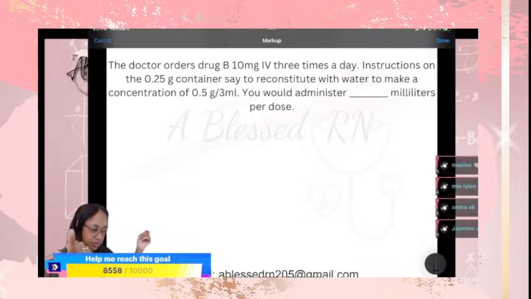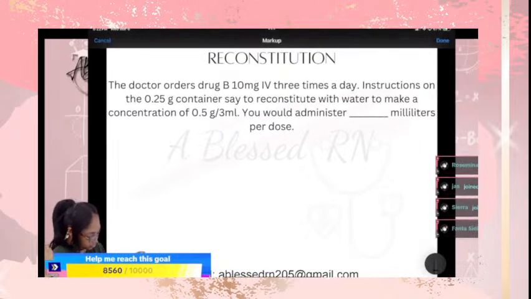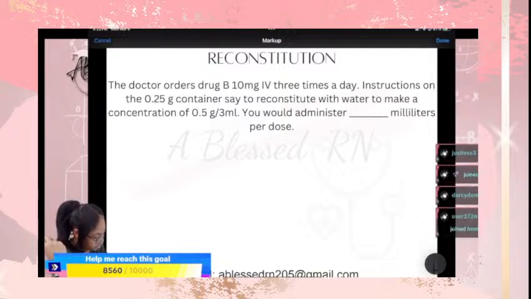Just like when you have those drug labels and it gives you all that other information, but after it says if you reconstitute this with 5.2 mLs of bacteriostatic water, it will yield a concentration of such and such milligrams per milliliter. That is the thing that you want to use, the concentration, okay? Concentrate on the concentration. So the doctor orders drug B, 10 milligrams IV 3 times a day. Instructions on the 0.25 gram container says to reconstitute with water to make a concentration of 0.5 grams per 3 mLs. You would administer how many milliliters per dose?